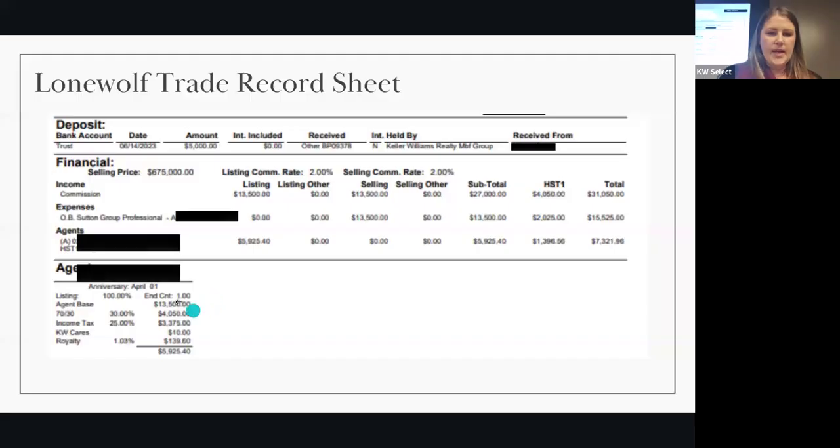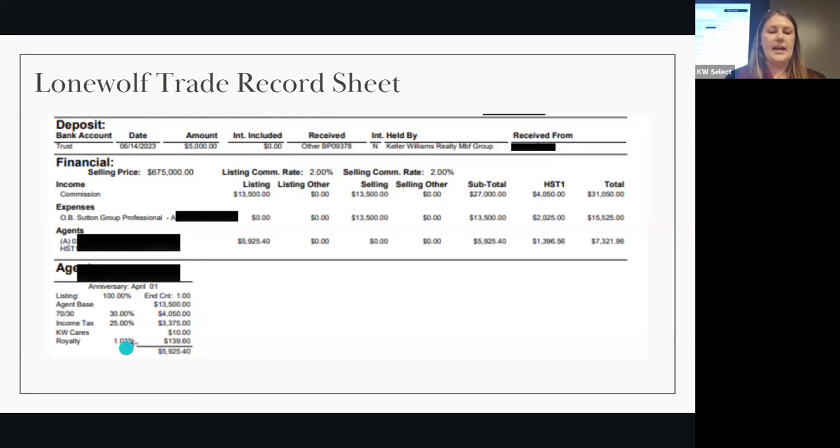So then if we come down here, this part is very similar to the EFT. We start out with the gross commission, the $13,500, same number as up here. Then we have the split coming off. This person has income tax being held. They're contributing $10 to Kindness Works and their royalty amount.